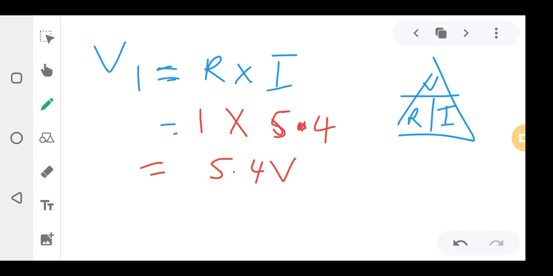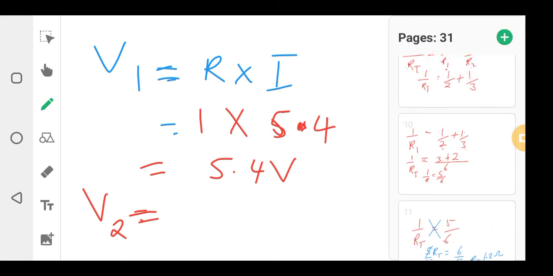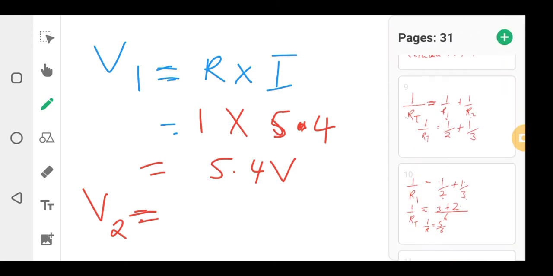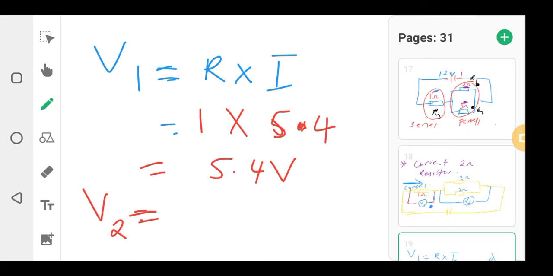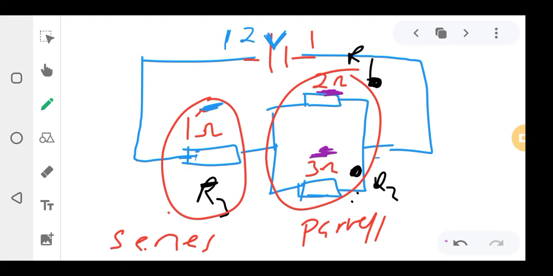Okay? And then whenever you're trying to find voltage 2, just subtract this 5.4 from the total voltage. Remember the total voltage in the circuit. The total voltage is where? The total voltage in the diagram is this one, which is 12. Okay, 12 volts. That's the total voltage.